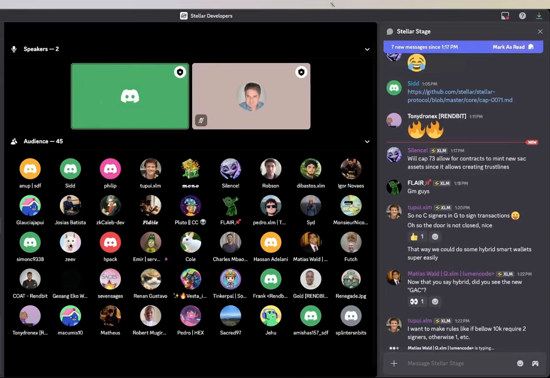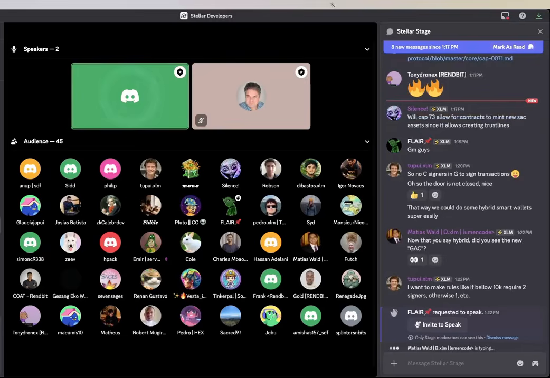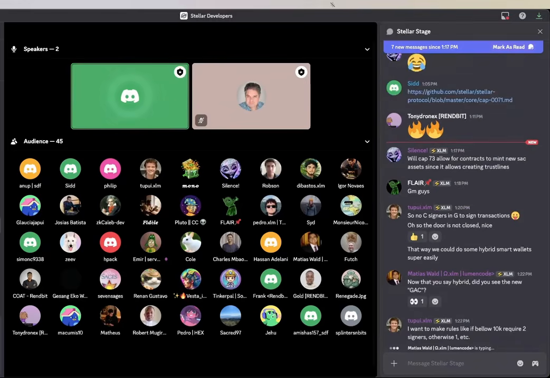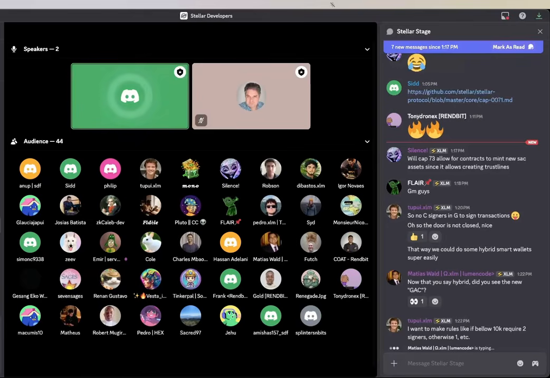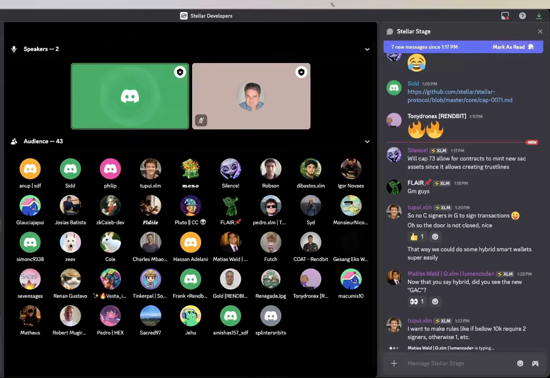Yeah, I think let's go to CAP 72 because I can see that folks are excited about it. So again, 71 is what I think is a prerequisite to 72, just to make it not hacky out of the box. So CAP 72 is about, as I mentioned, contract signers for Stellar account, for G account.